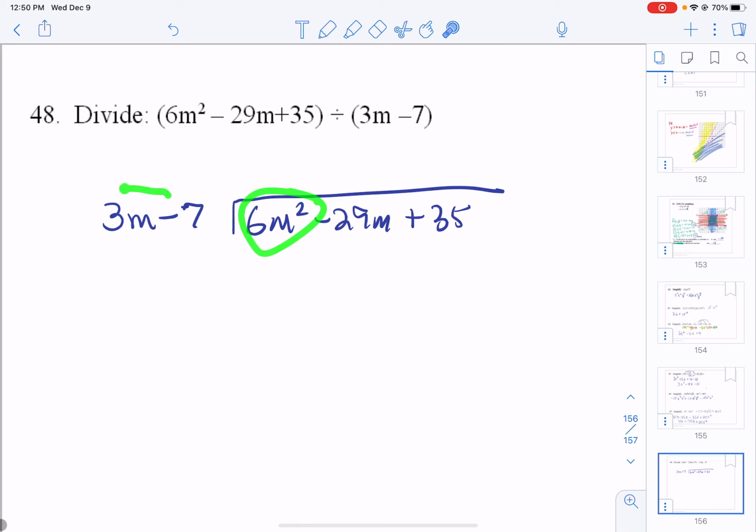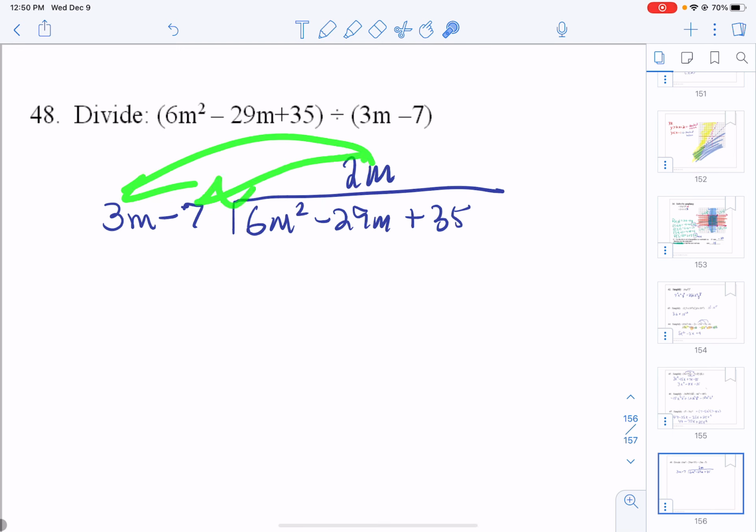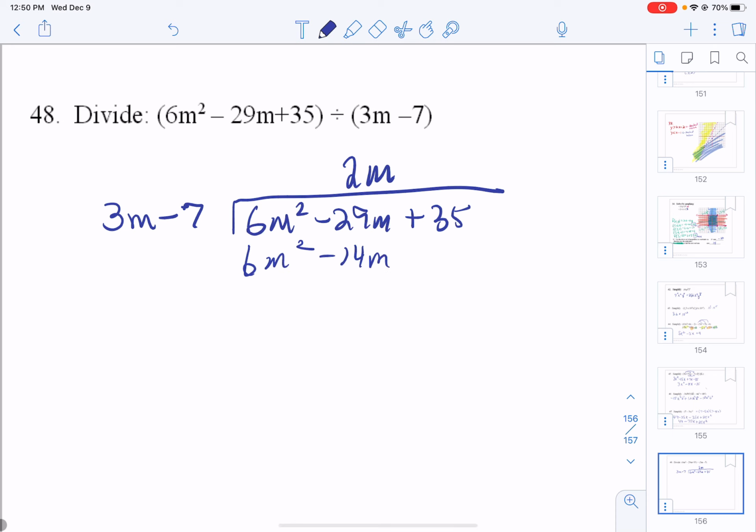Now remember, we're going to compare these two. What times 3m would give me 6m squared? Well, that would be 2m. Now you put it up top. I put it above the m since those match, and now I'm going to distribute. Now you distribute to both of those. We get 6m squared minus 14m.